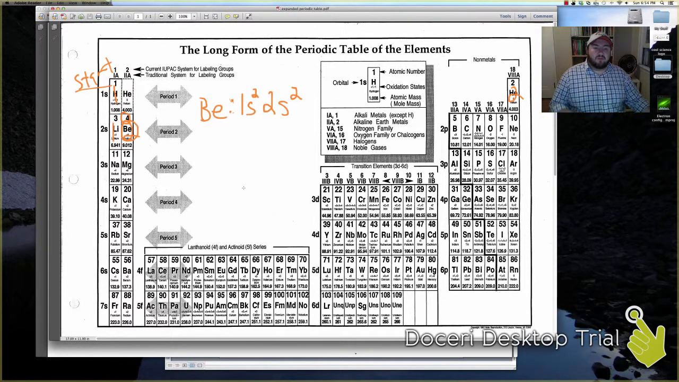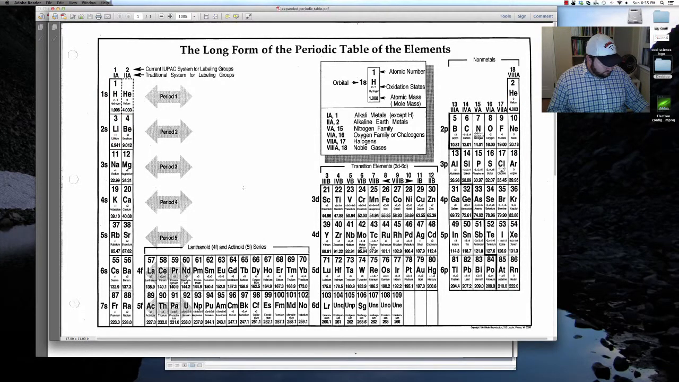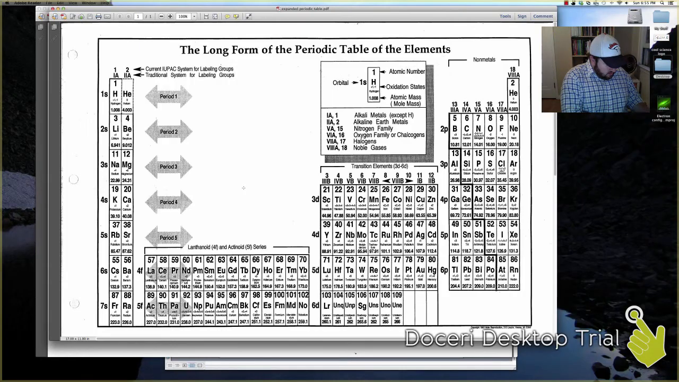So it always goes in the same order, 1s2, 2s2, on and on and on. So if we pick another one, this time let's pick oxygen over here on the right-hand side. Okay, well, if I'm going to write the electron configuration for oxygen, I'm always going to start in the top left, and I know that I have 8 electrons that I have to fill up.